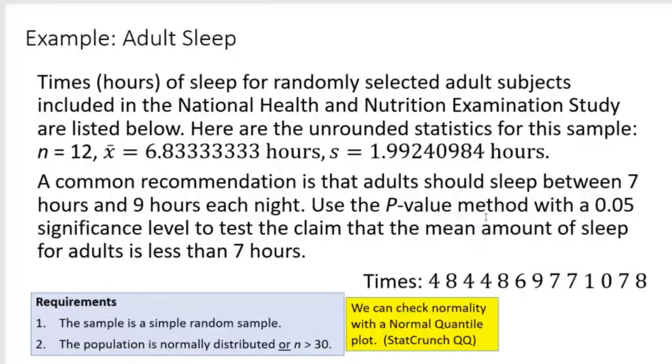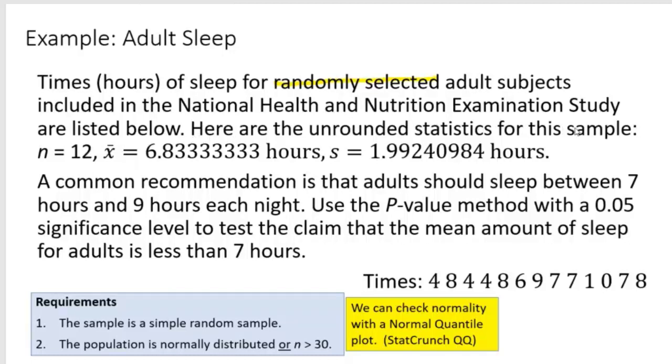Okay, so let's look at an example of how this would work. I know it looks like there's tons of words on the screen, but it's partly because I want to make sure it's big enough for you to read where you are. So if you have the times of sleep for randomly selected adults, one thing I'm going to say immediately is that this is good. It's randomly selected adult subjects included in the National Health and Nutrition Examination Study. Now, they're listed below.